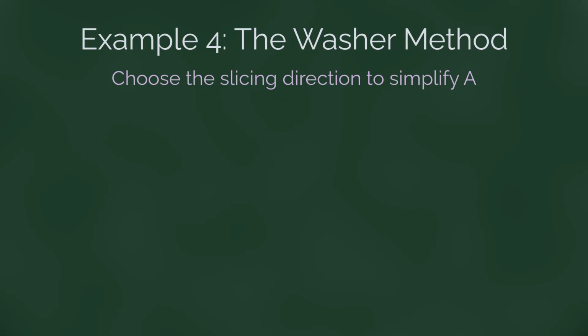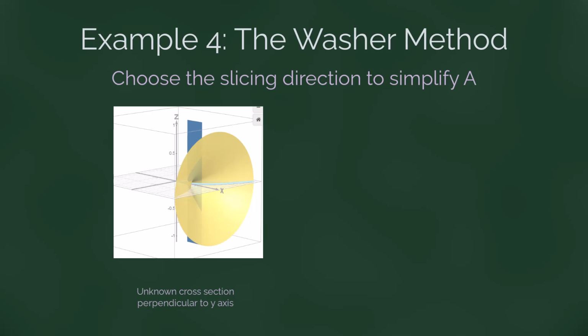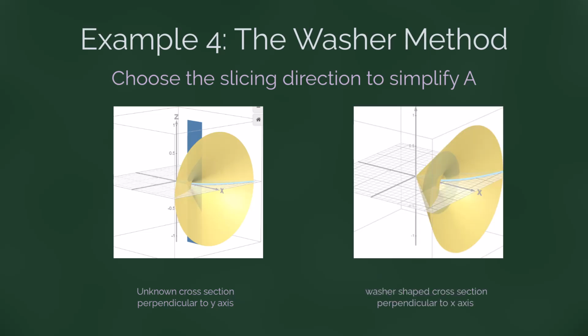We'll start, as usual, by choosing a slicing direction that's going to give us the simplest formula for our cross-section area A. We can see here if we choose to slice with a plane perpendicular to the y-axis, we get an unknown cross-section, something whose area is hard to determine. However, if instead we opt to slice with a plane perpendicular to the x-axis, we're going to get something that looks like a washer. In other words, we have an outer circle and an inner circle, and this is something whose area we can work with.